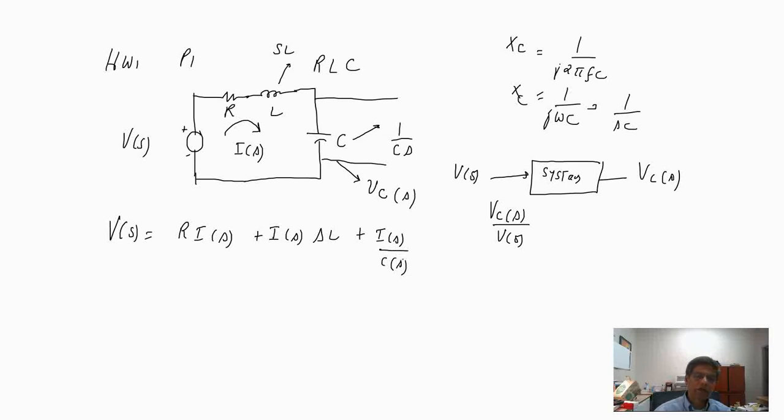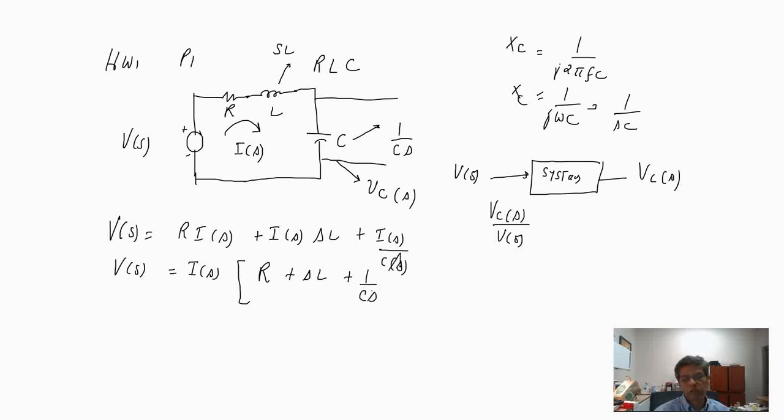So what can we do from this? Well, we can find the current in this circuit. As you recall, in the series circuit, the current is the same. So a little bit of math here. V of S, we factor out I of S. If you do that, it becomes an equation like this: R plus SL plus 1 over CS, same thing.